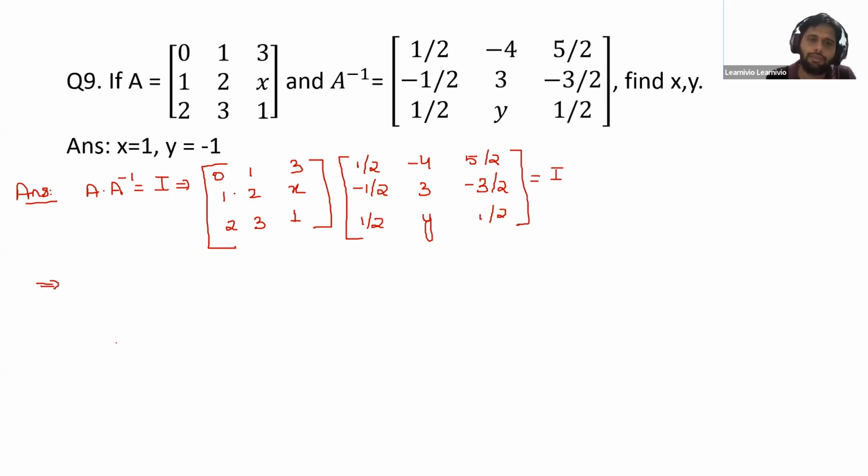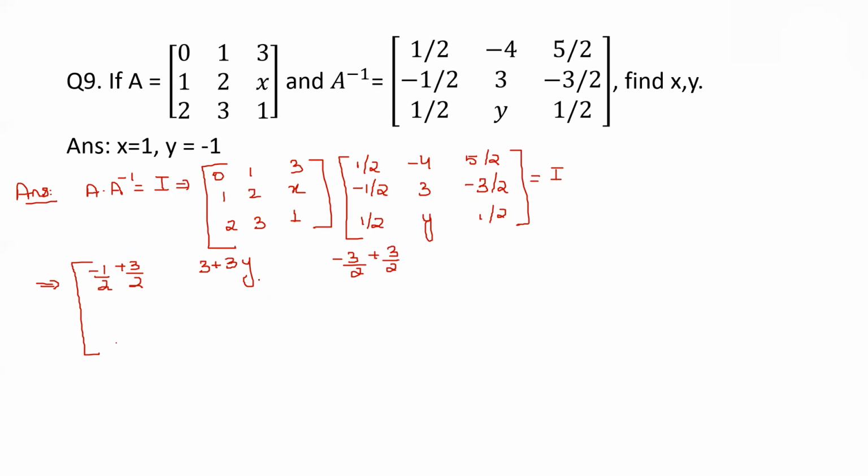Okay, so take the first row and the first column. This will become 0. This is minus 1 by 2, and this is plus 3 by 2. First row, second column, you will get 3 plus 3y. Next, minus 3 by 2 plus 3. Same answer, Abdul. First row is correct. Yes, sir. Okay, great.